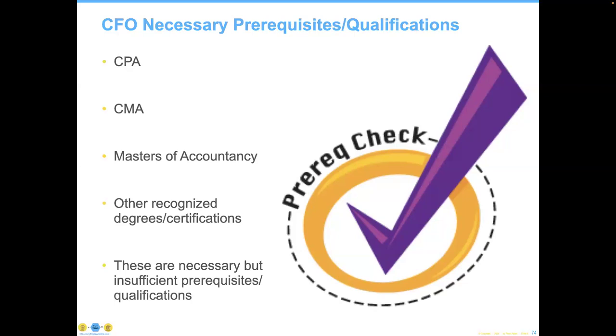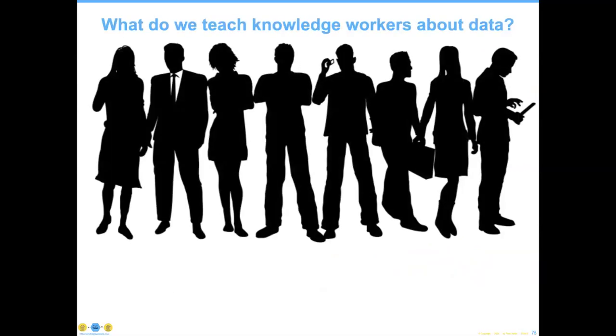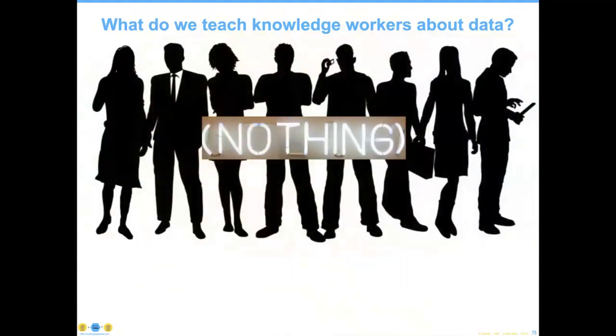So my point here is to tell you, though, that we have now objective criteria for describing a CFO. These are necessary but insufficient prerequisites for describing a CFO. We're just developing good sets of prerequisites for CEOs, much less CDOs. These are challenges, and the challenge is bigger than just that, because what have we taught to most knowledge workers about data? The answer is, of course, nothing at all.